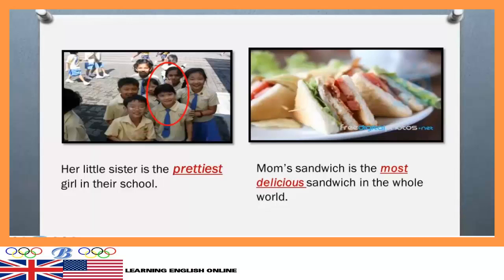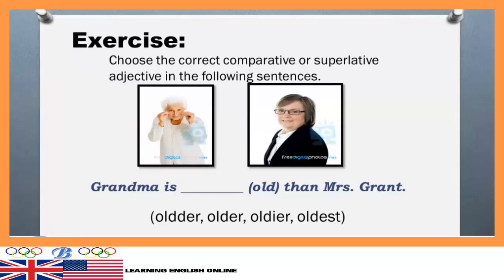Let's go now to our exercise. Choose the correct comparative or superlative adjective in the following sentences. Take note of the correct spelling. The first one, Grandma is blank than Mrs. Grant. The adjective is old. The correct answer is older. Grandma is older than Mrs. Grant. The speaker in this sentence compares grandmother to Mrs. Grant. It should be a comparative adjective, and the correct spelling is O-L-D-E-R. We don't double the last letter D, and we certainly don't add I-E-R after it.